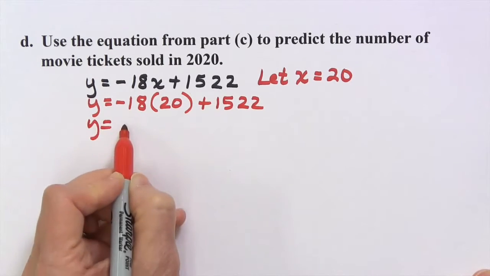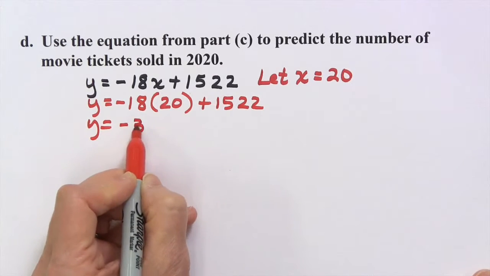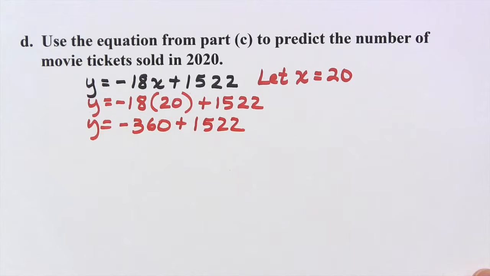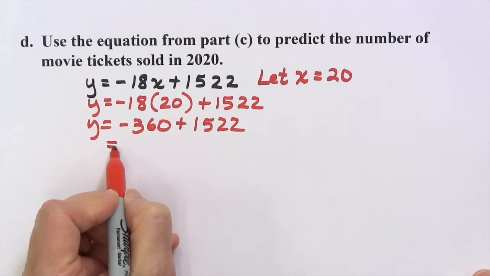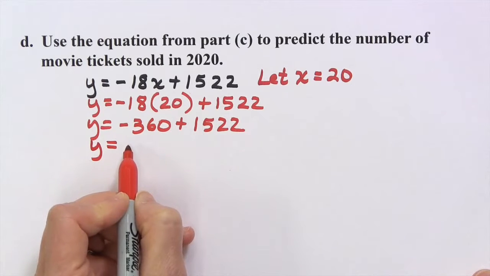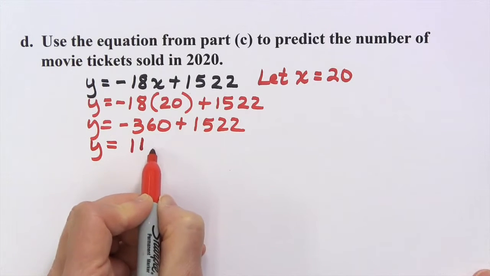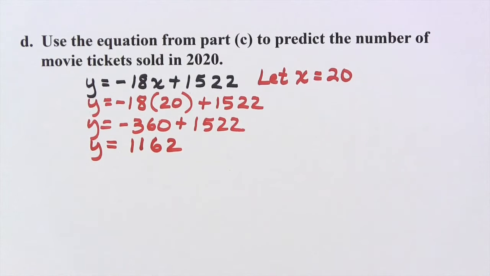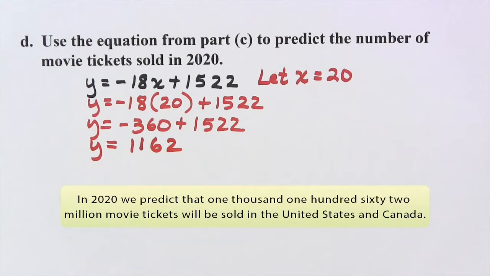Let's solve for Y. So this is negative 360 plus 1522. And what is negative 360 plus 1522? We end up with a Y value, movie tickets sold, of 1162. Check my math there, but it's 1162. So what does this mean? This means in 2020, we predict that 1,162 million movie tickets will be sold in the United States and Canada.